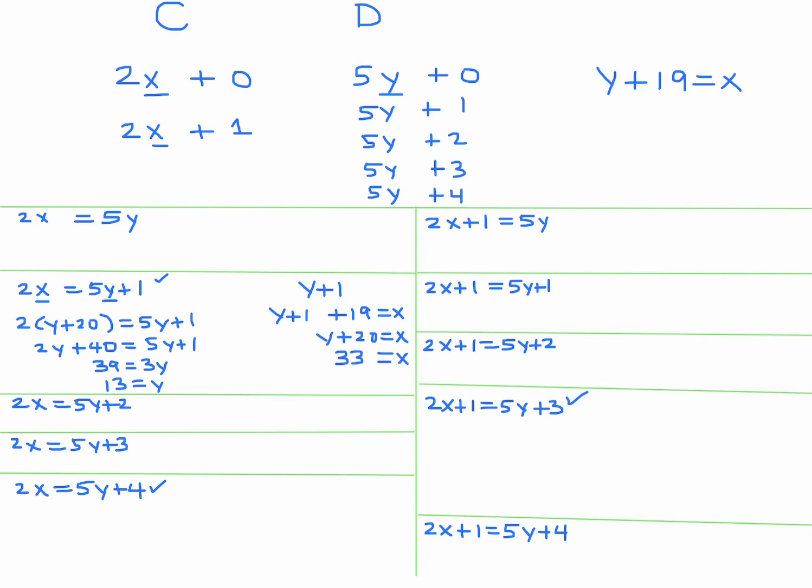And now we can figure out the number of steps. Well, the number of steps is just 2x. So the number of steps is 66. You can also figure out the number of steps by putting y equals 13 into there, which would also give you 66. So that is one possible value for the number of steps.